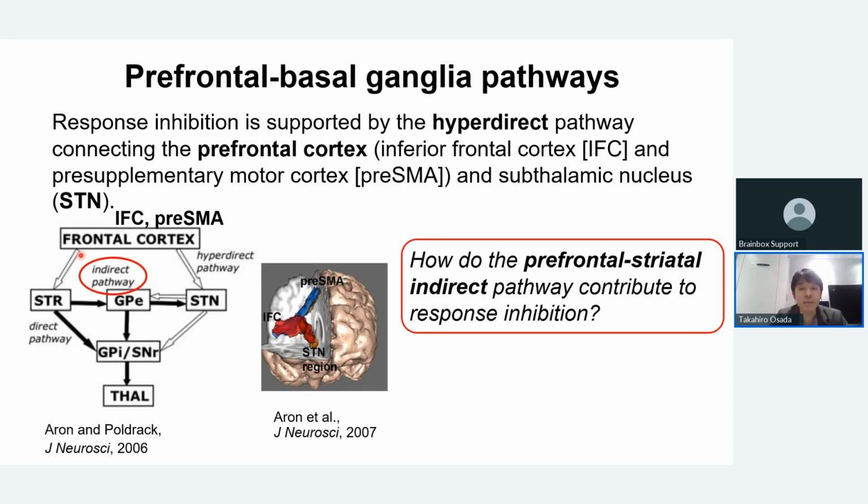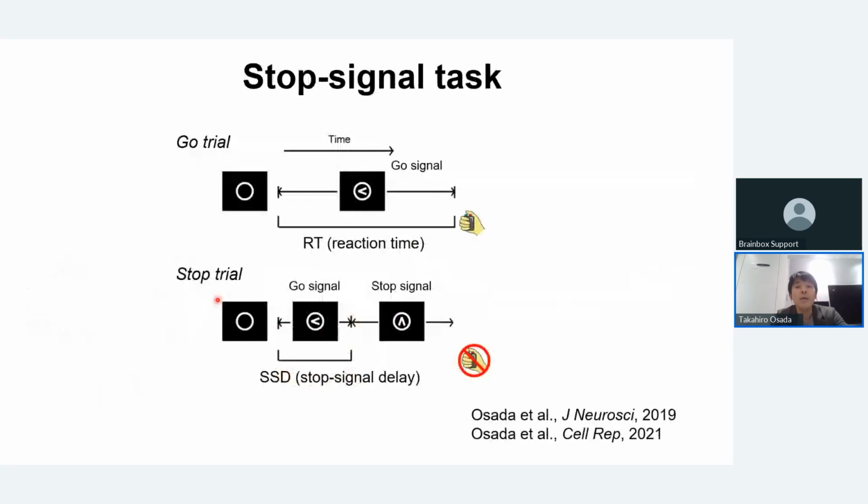Of course, TMS is a powerful interventional technique, but TMS cannot stimulate deep brain structures such as the striatum or STN. Instead, TUS can overcome this difficulty. To investigate response inhibition, subjects performed a stop signal task. The task comprised go and stop trials. In go trials, a left or right pointing arrow was presented as a go signal, and the subjects were instructed to press a button indicating the corresponding direction.